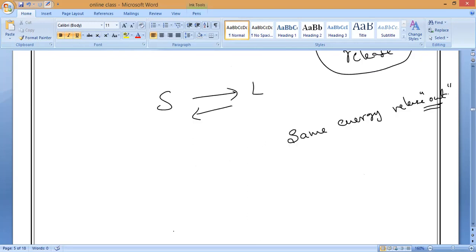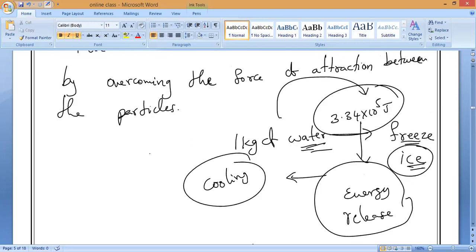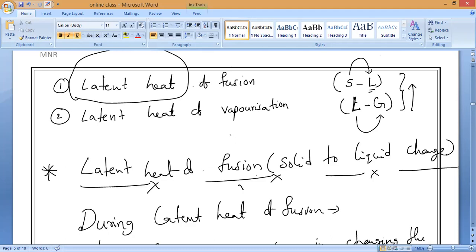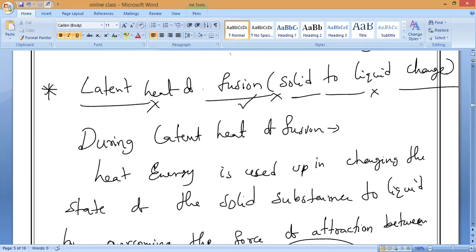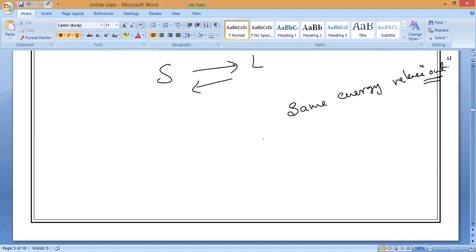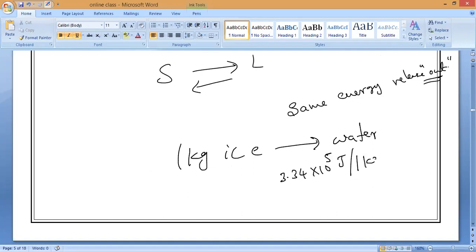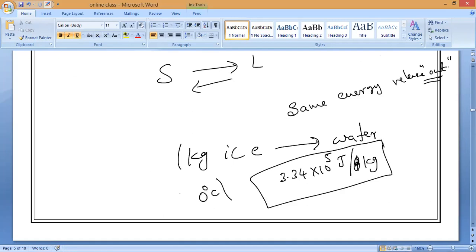Okay. So this is what we used to call latent heat of fusion, which is converting solid to liquid state. For example, if you want to convert 1 kilogram of ice to water, what is the energy required? 3.34 into 10 power 5 joule per 1 kilogram. That is for ice, at 0 degrees Celsius. So that is what you have to remember.